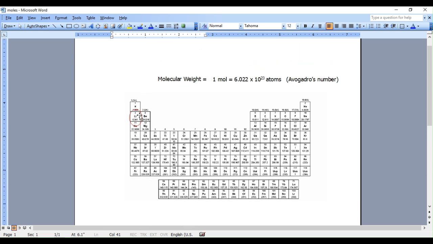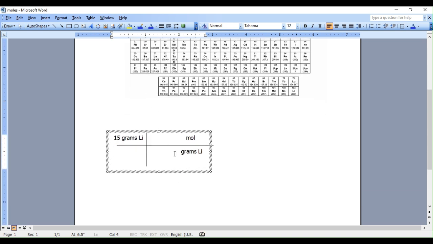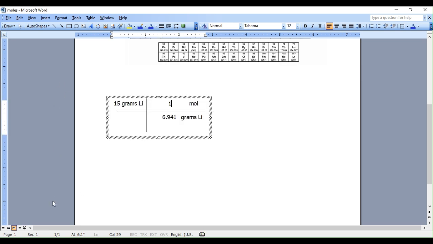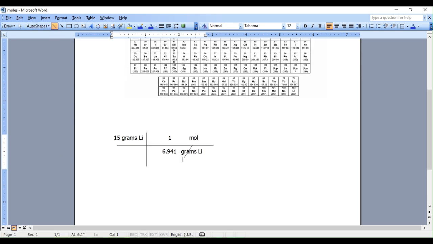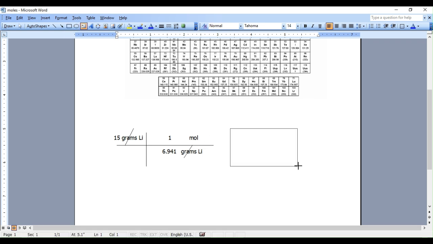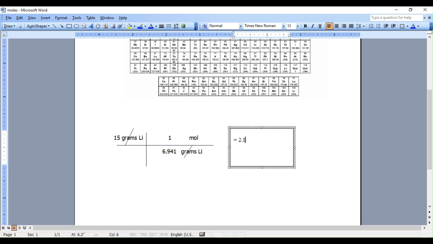I see I've got 6.941 grams is the molecular weight of lithium. So I write 6.941 grams of lithium is 1 mole. Now I can cancel out the labels, grams and grams, and I just multiply and divide the numbers. 15 times 1 is 15, divided by 6.941. On my calculator, that equals 2.16 moles of lithium. Or you could just write it MOL.